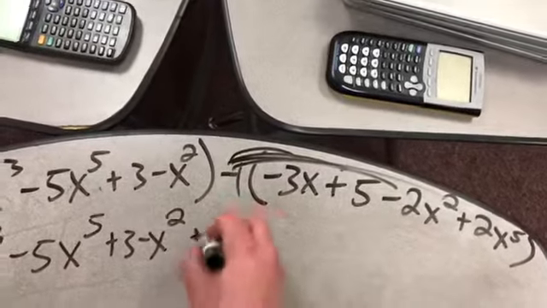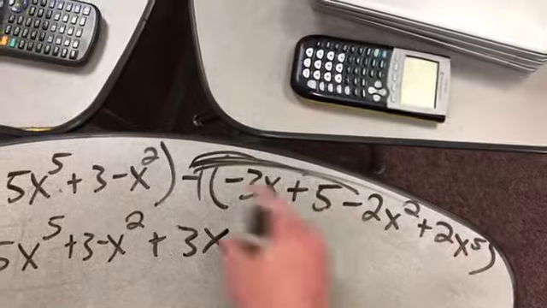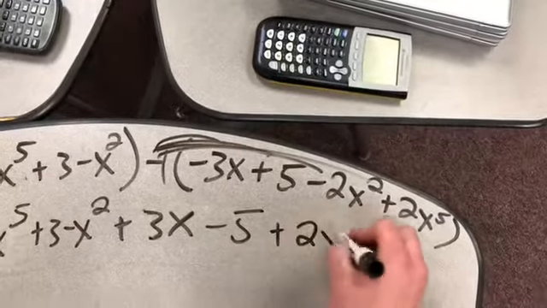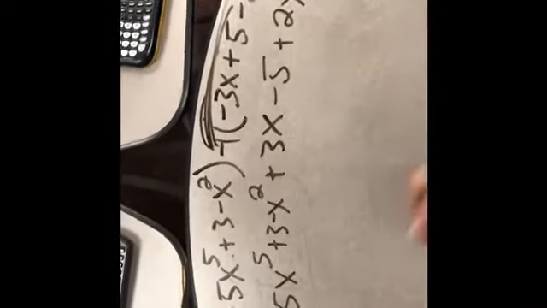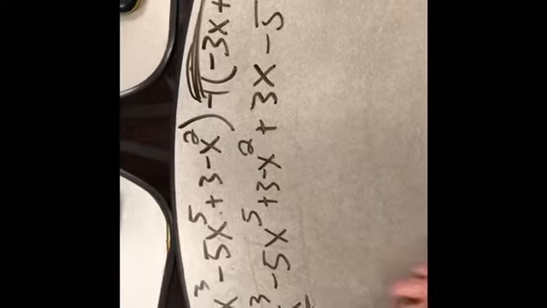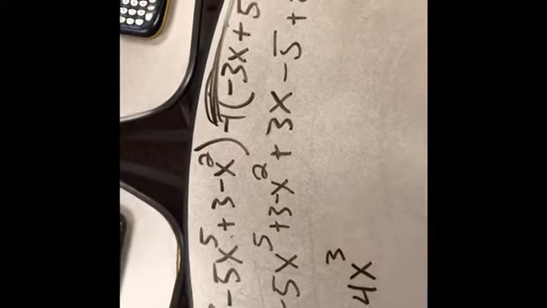So that's going to become positive 3x. That's going to become -5. That's going to become positive 2x squared. And that'll become negative 2x. Just like last time, combining like terms. I'm going to find all my other x to the third powers out there. There isn't one. So that will just come into my final answer.